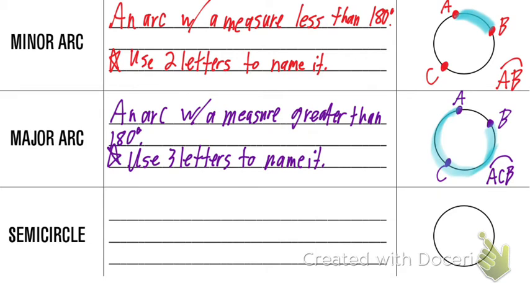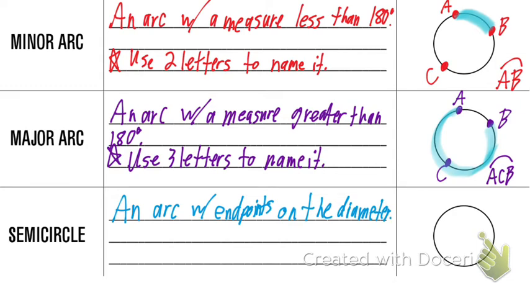All right, now let's talk about a semicircle. A semicircle is an arc with endpoints on the diameter, or on a diameter, really. A little note here. What do we think the measure is going to be? 180 degrees.